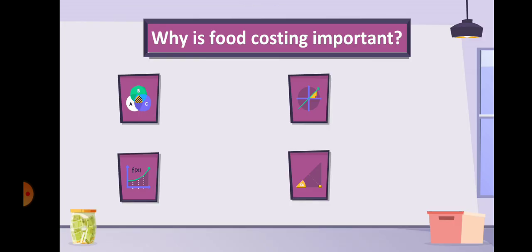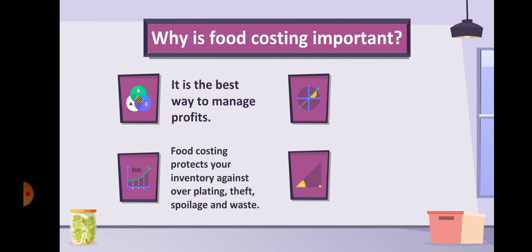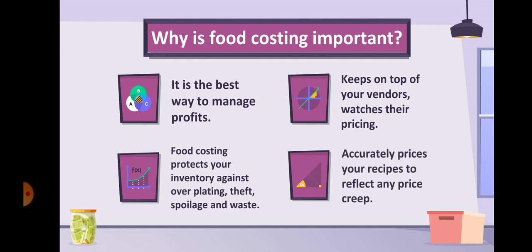Why is food costing important? It is the best way to manage profits. Aside from that, food costing protects your inventory against overplating, theft, spoilage, and waste. Then, it keeps on top of your vendors, watches their pricing. Then, the last one is, it accurately prices your recipes to reflect any price creep. So those are the importance of food costing.